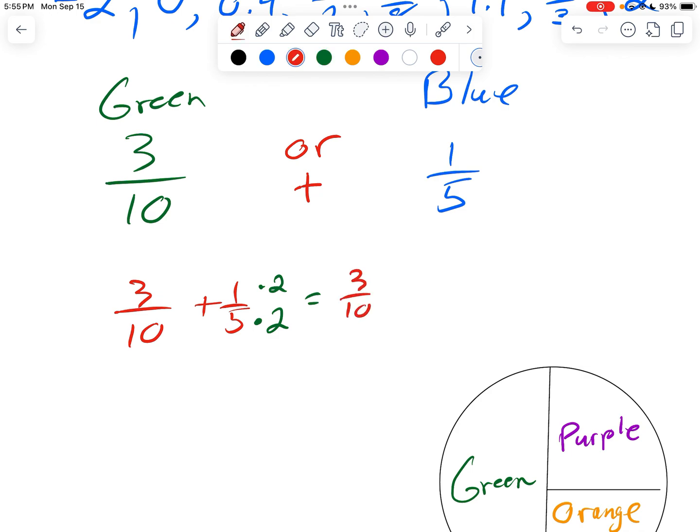Now, I will still have that 3/10 at the beginning, but I'm going to have 1 times 2, which is 2, 5 times 2, which is 10. And then when we add fractions together, the bottom stays the same. Let's add the tops. 3 plus 2 gives me 5. And once again, we do want to simplify, so we are going to divide both the top and bottom here by 5 to give us 1/2.